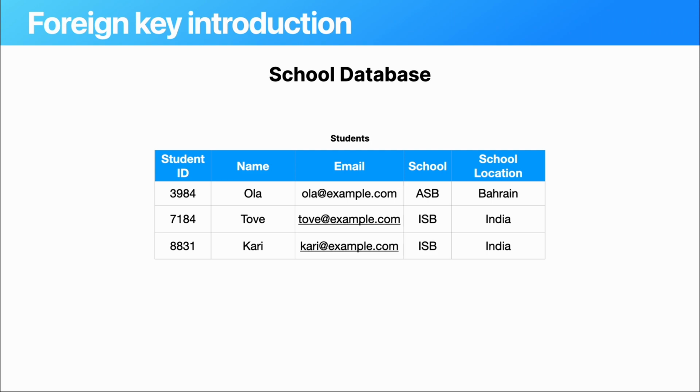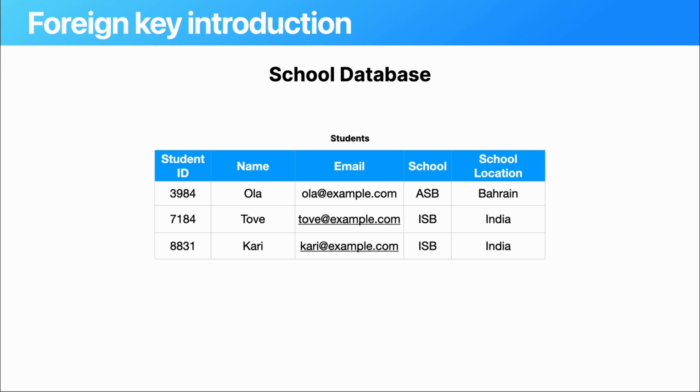Now consider this table. We have student ID, name, email, now school and school location, because we want to know which school a student belongs to, right? Not only the name and email, we also want to know which school that particular student belongs to. So we have decided to add school and school location also. Now just imagine ISB is currently in India, for example. Now imagine ISB changes its branch, and its new location is in Bahrain. So what you have to do is go to each and every student and change the school location from India to Bahrain.